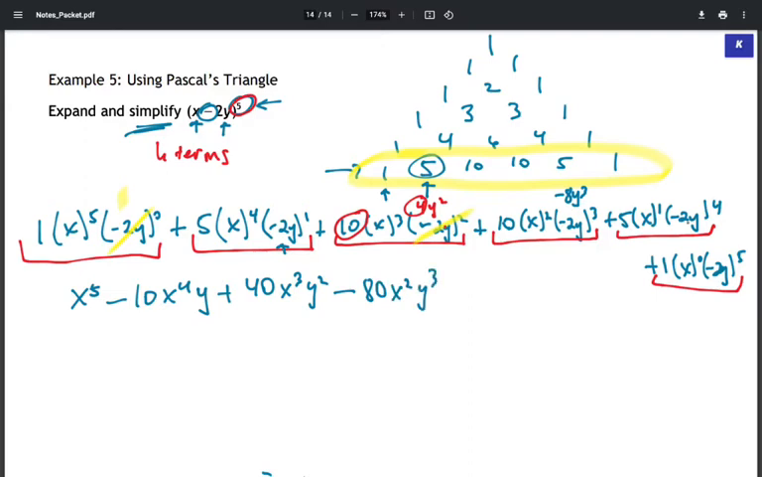And then over here we've got negative 2y to the 4th power, so that's the same thing as a positive 16y to the 4th power. And then you multiply that 16 times that 5, and that gives you 80 x to the first power, y to the 4th power. And then we have a negative 2y that's raised to the 5th power, which would be a negative 32. X to the 0 is just 1, and then the y is to the 5th power. And that is fully expanded.